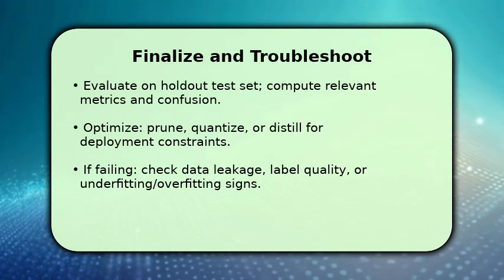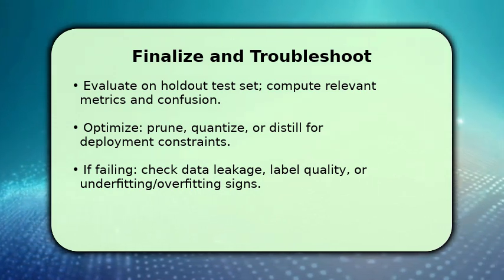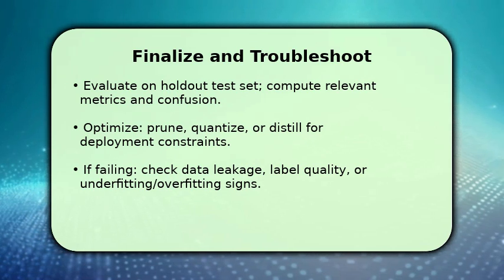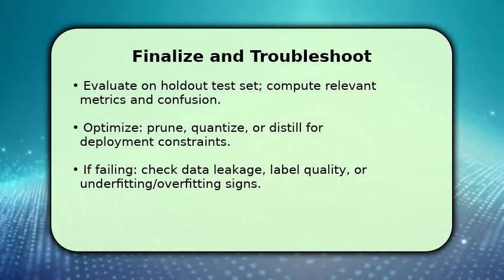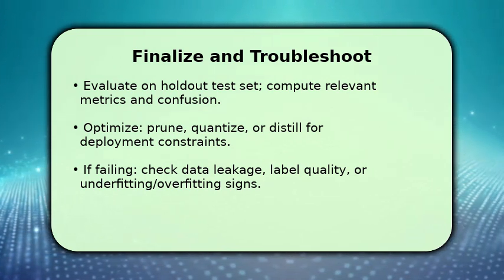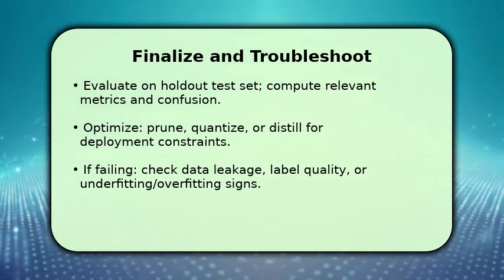If things go wrong, diagnose systematically. Check for data leakage, label errors, and whether you are underfitting or overfitting. Run ablations and smaller experiments to isolate the issue and fix data or capacity accordingly.